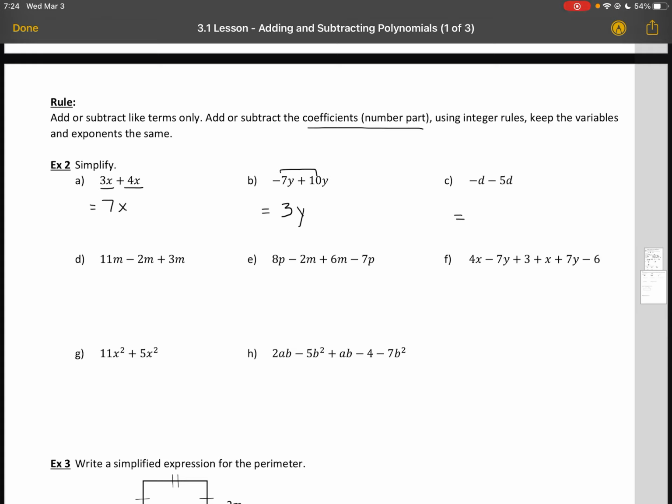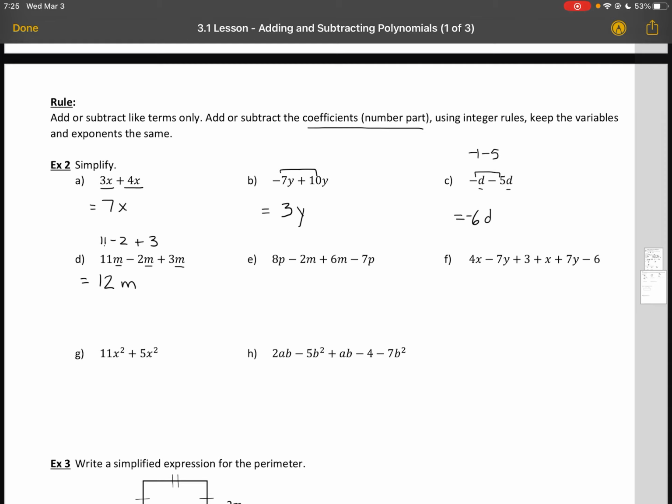Example C, minus d minus 5d. I've got like terms. I'm going to keep my variable the same and add my coefficients together using integer rules. Minus 1 minus 5, that's going to give me minus 6d. Now I've got 3 terms, but they all still have an m, so I can add them together. My variable is going to stay the same, and I'm going to add my numerical coefficients using my integer rules. 11 minus 2 is 9. 9 plus 3 is 12.